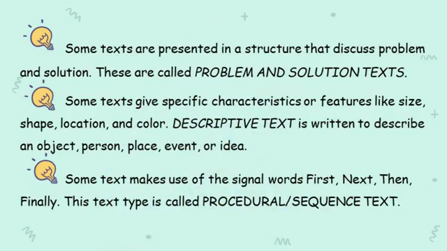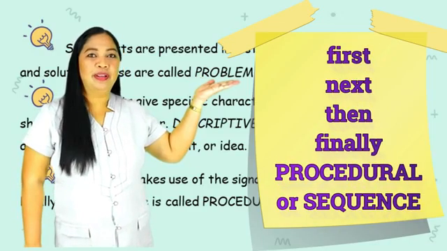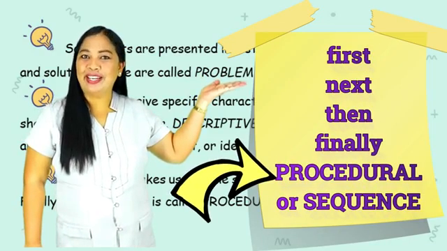Fantastic! Text type B. Some texts give a specific characteristic or features like size, shape, location, and color. Details are provided to help the reader visualize, imagine, or form a picture in the mind about the topic. Descriptive text is written to describe an object, a person, place, event, or idea. Here is text type example. This is called procedural.